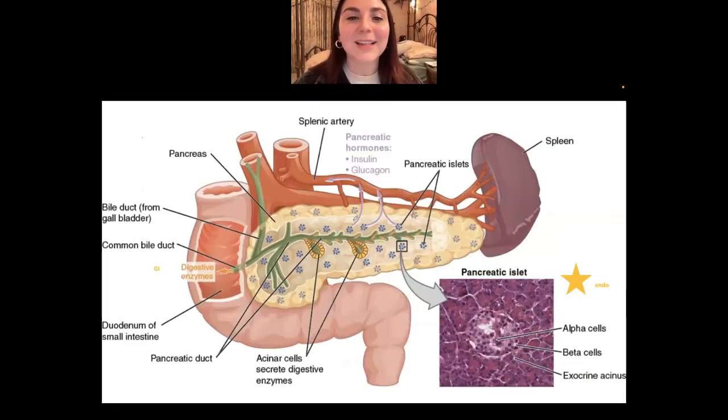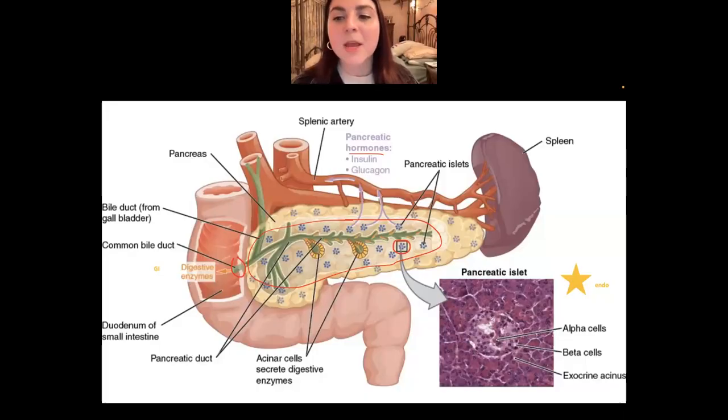We talked about pretty much this part in GI: the digestive enzymes, the ampulla of Vater, sphincter of Oddi, all that fun stuff. This block, which we're going to talk about, is your endocrine pancreas. Hormones secreted by the pancreas are located in what are known as pancreatic islets, or islets of Langerhans. It's the same thing. They look like little flowers on here, which is kind of cute.